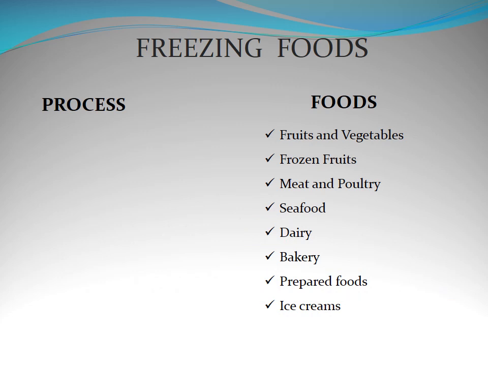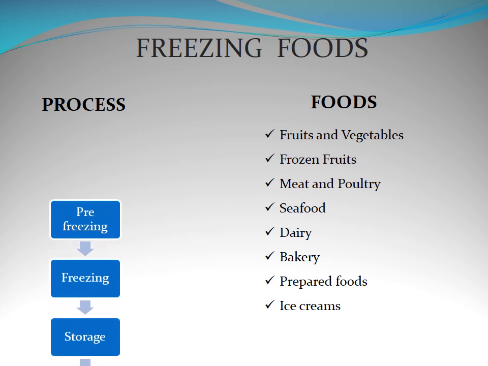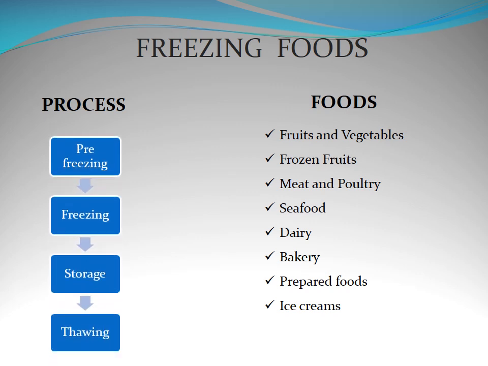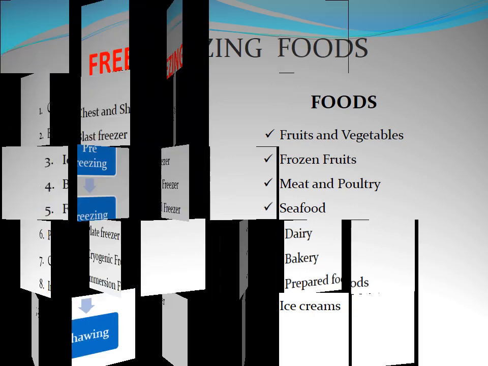Now, what process is carried out for various types of food like fruits, frozen fruits, meat, seafood, dairy, bakery, prepared food, ice creams. So, when we provide freezing, it goes through some steps: pre-freezing, then freezing, then storage, then thawing, and after that immediate use.